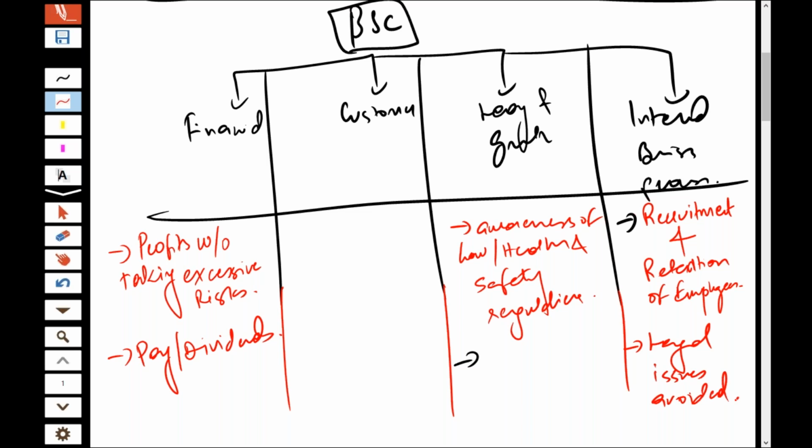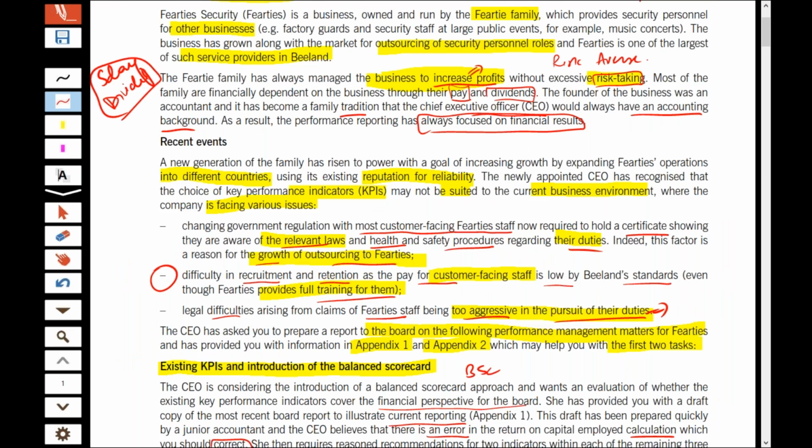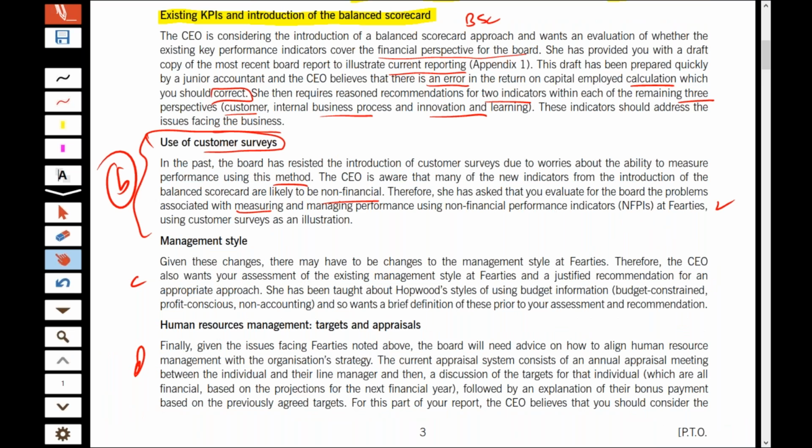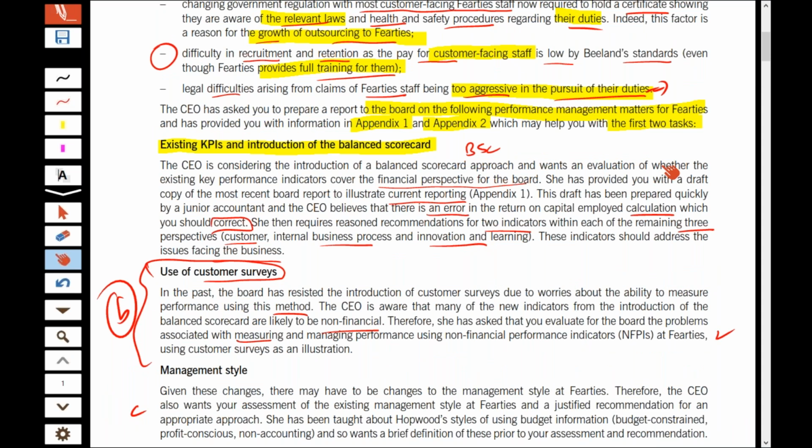Now see, this organization wishes to introduce the balanced scorecard, and what the examiner has asked you is a response to the CEO. What is the CEO asking you? The CEO is telling you, I want to introduce the balanced scorecard. What I want you to tell me is, are the existing KPIs covering the financial perspective or not? Number two, you need to tell us two indicators for each of the remaining three perspectives, which are the customer, internal business process, and innovation and learning.